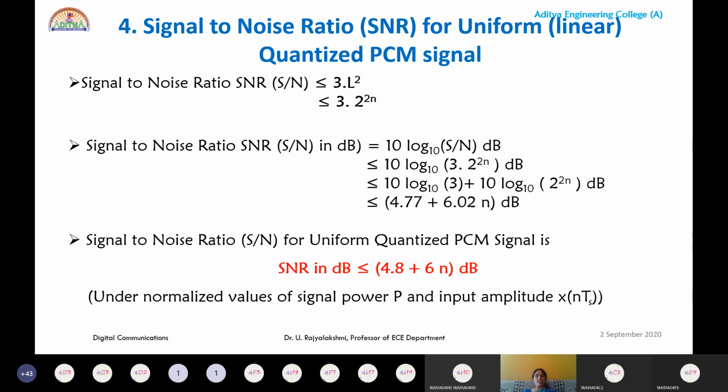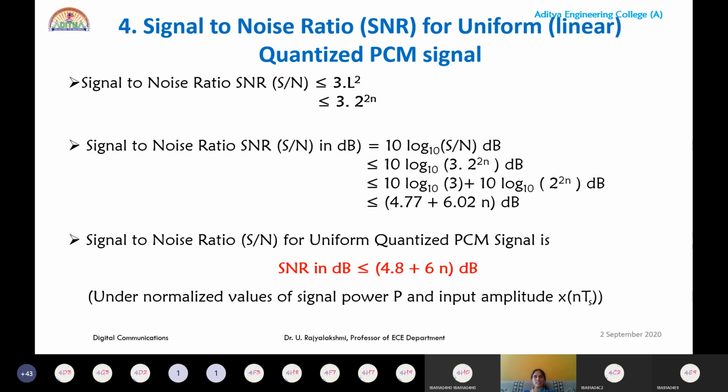In normal values it is less than or equal to 3L square, or it is equal to 3PL square, where P is the signal power. For normalized signal power, P is less than or equal to 1. So SNR is less than or equal to 3 into 2 power 2n. So in decibels, it is less than or equal to 4.8 plus 6n. So what is the final expression for SNR for a uniform quantized PCM signal? 4.8 plus 6n decibels. This is all for normalized input x of t and normalized signal power P.